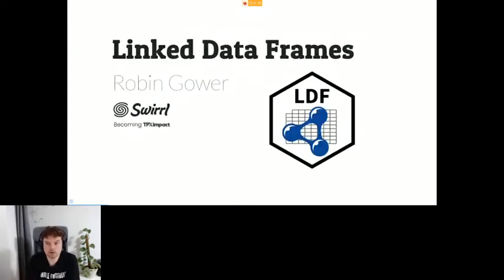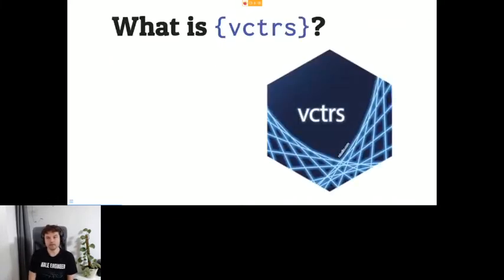I'd like to propose an alternative solution, which I've implemented with the help of the vectors library. We can use this to store the reference table as an attribute of a dimension vector and use the values to look up resource descriptions. I've released this as the linked data frames package. Vectors is a developer-focused package. You don't need to know about it to use the linked data frames package, but I'd like to take a moment to draw your attention to it, as vectors is what is doing all the hard work here.